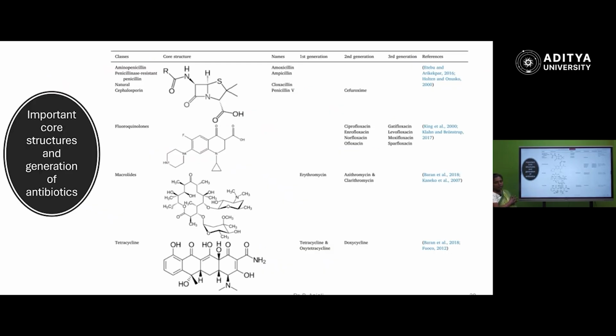Okay, so in antibiotics also different classes will be there. What is the important core structure and generation of antibiotics? As I said, first generation, second generation, and so on. So for antibiotics, you can see the first class: aminopenicillin. Everyone knows the penicillin injection in childhood. The name is amoxicillin. Penicillin will be there. Then fluoroquinolone. So here we first see penicillin, fluoroquinolone, macrolides, and tetracycline. These are the different classes that come under antibiotics.